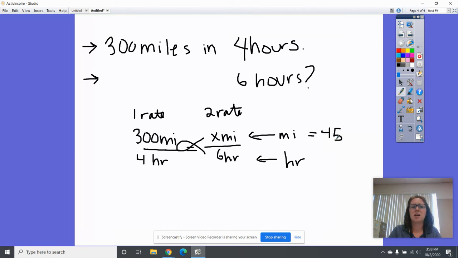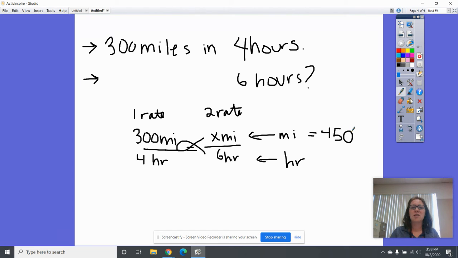Wow, I said 6 times 30. I apologize. It's going to be 6 times 300 divided by 4, which is 450. There we go. That sounds better. So that means in 6 hours, if I'm going at the same speed, I can go 450 miles.